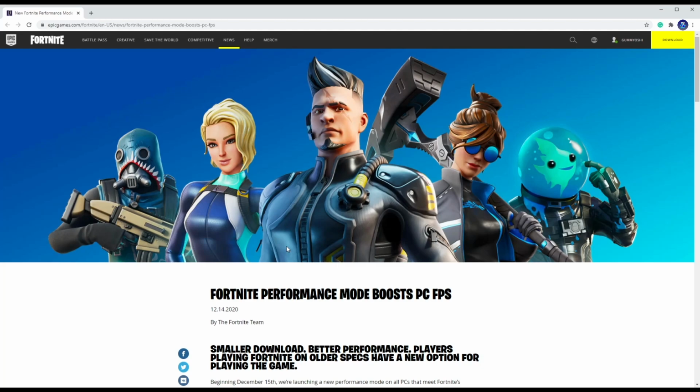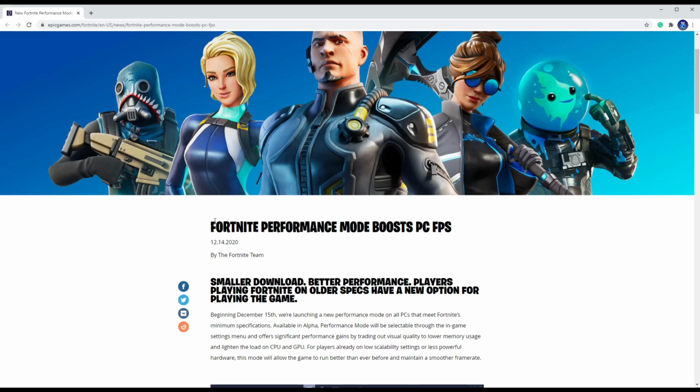Today, Fortnite has released a new performance mode for the game, which allows you to get better frame rates on lower spec PCs. And along with that, even if you're on a higher PC, it may actually help you get a more consistent frame rate. So today, I'm going to be diving into what this update entails and everything to know about Fortnite performance mode. Let's jump right into it.